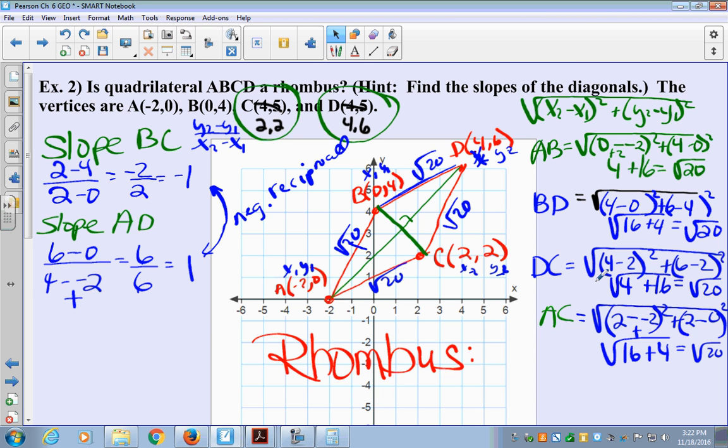You need to show every distance formula. You need to show that you found the slopes in order to prove it's a rhombus. Okay.